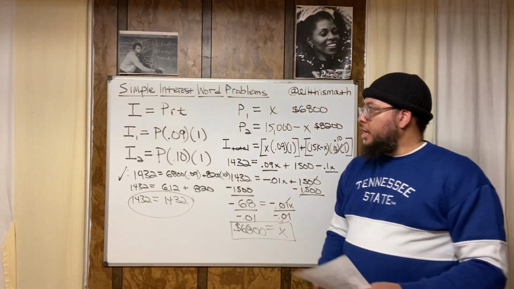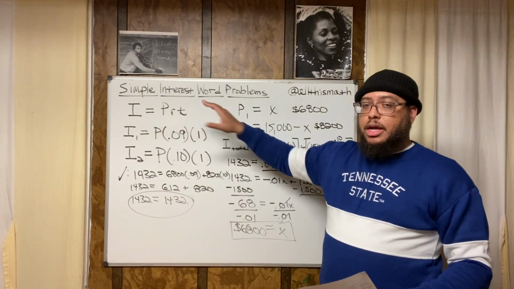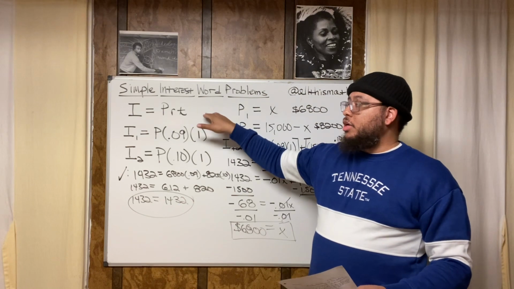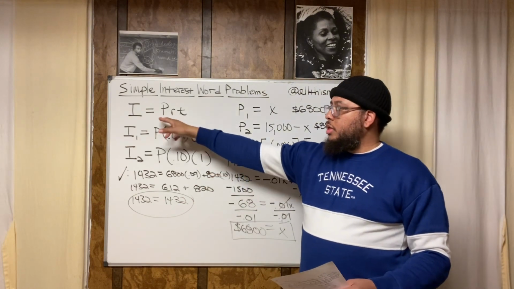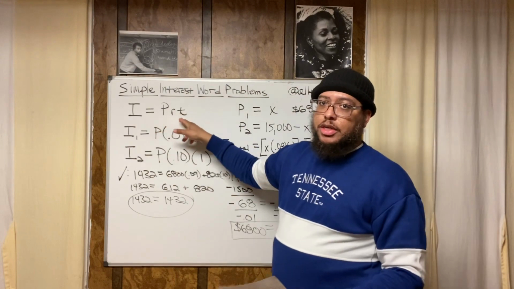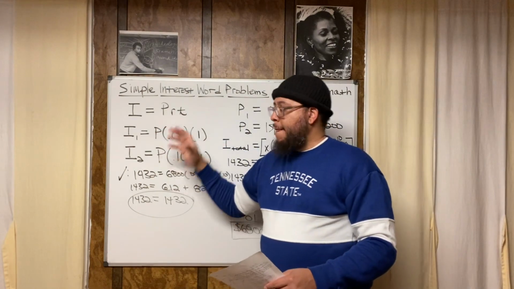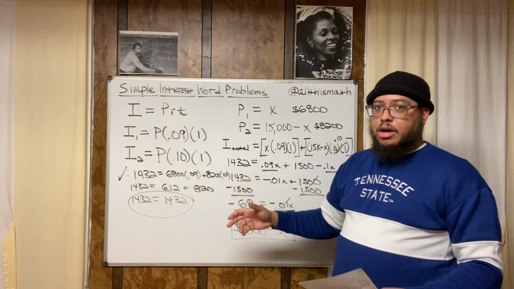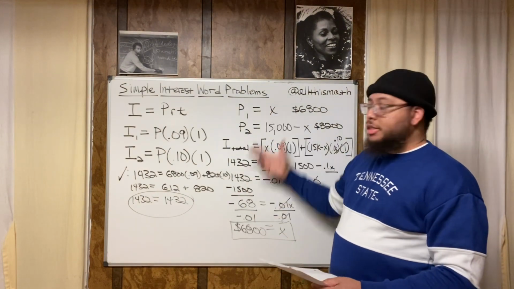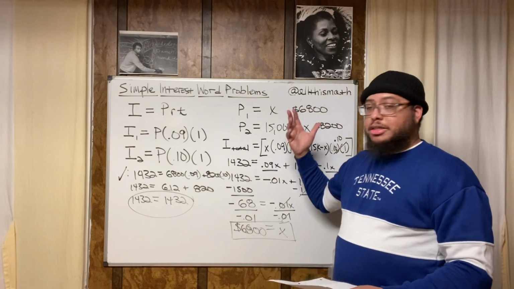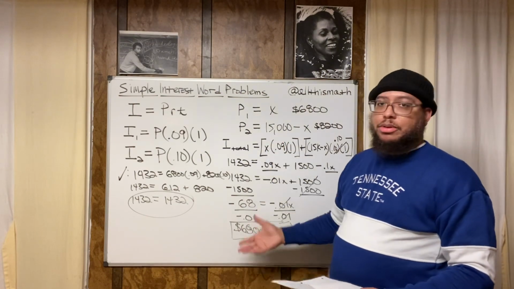All right. Now, I showed you this. Now you got to go get some practice. Go practice solving some word problems that include the interest equals principal times rate times time formula. You got to practice. Because again, you want to be able to count your money. This is how you count your money. You got to be able to do these types of problems.